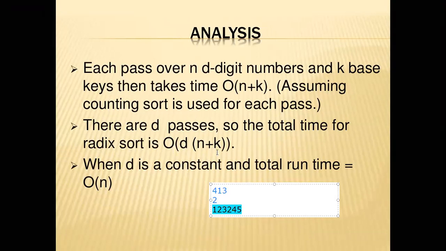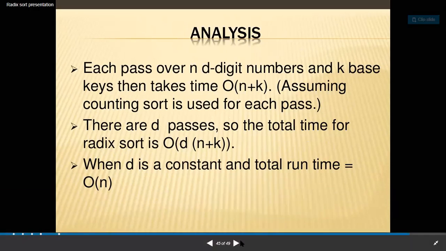Finally, the number of passes is nothing but the number of digits, so it's basically a constant. If I simplify overall, you can say that the overall complexity is order of n, because we know that n plus 2 is also n, right? So after all these calculations, we can say in general that the complexity is order of n.